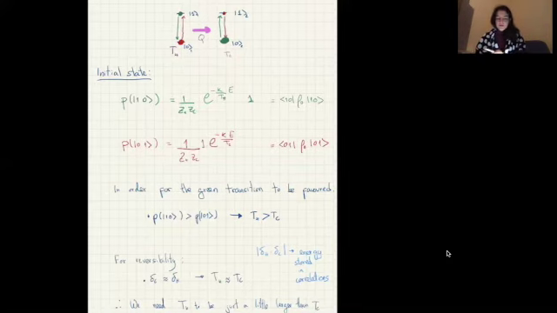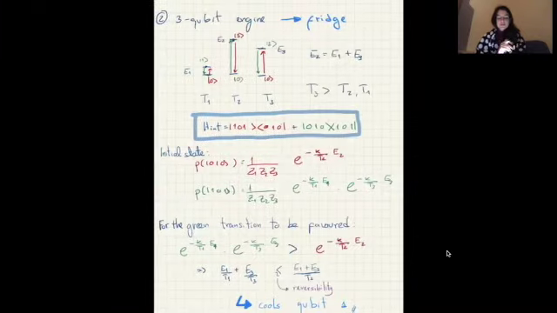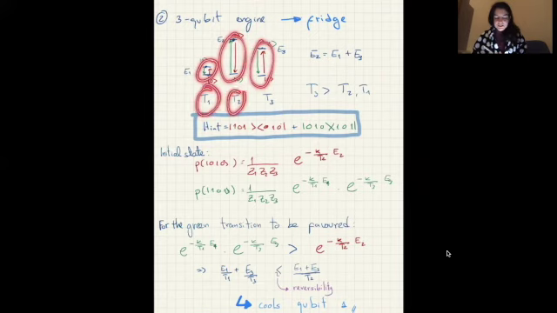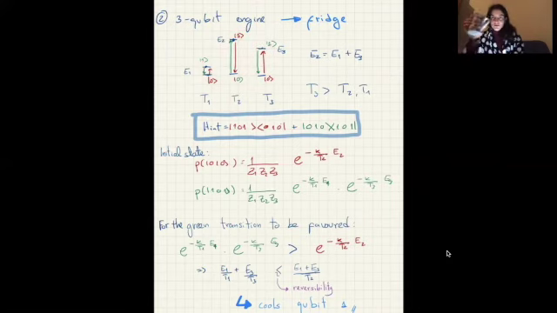Now let's see a more complicated case. So now suppose we have 3 qubits, okay? So now we can have 3 different energy gaps, and we can have 3 different temperatures. And I'll give you one interaction Hamiltonian.